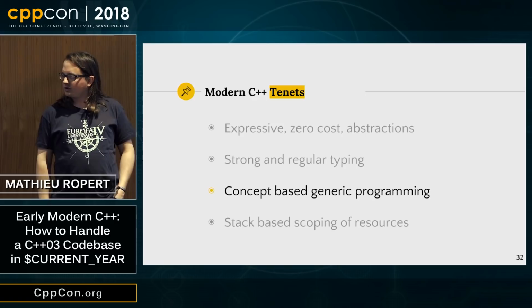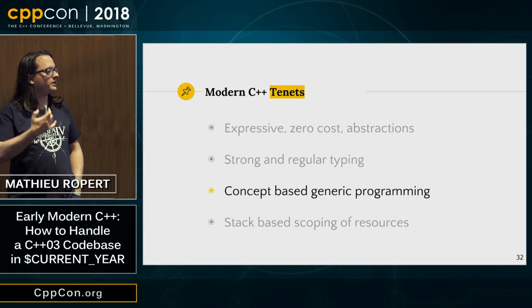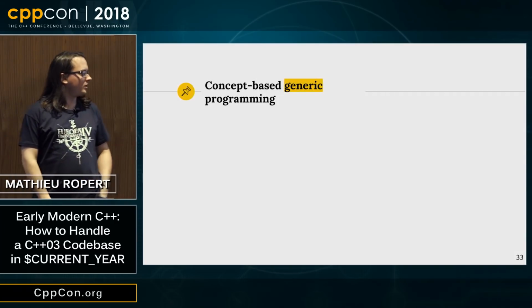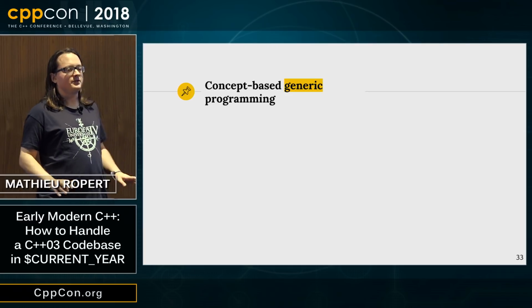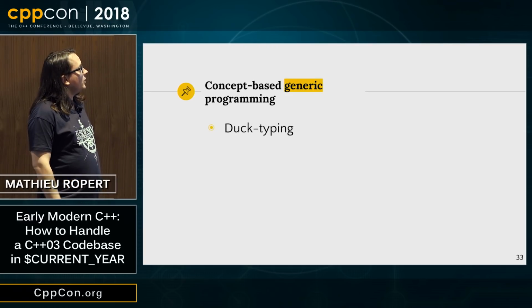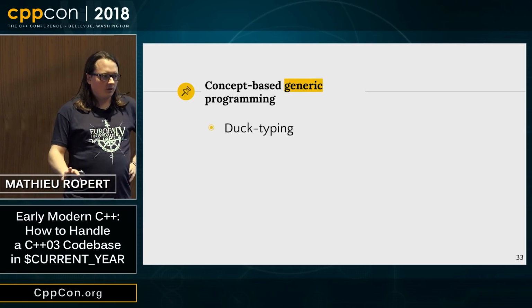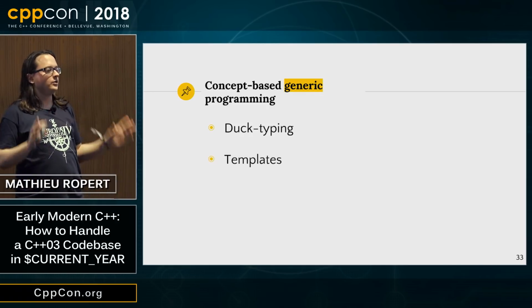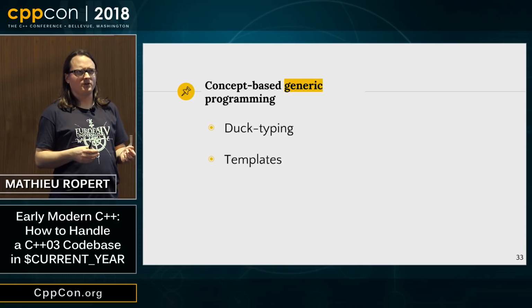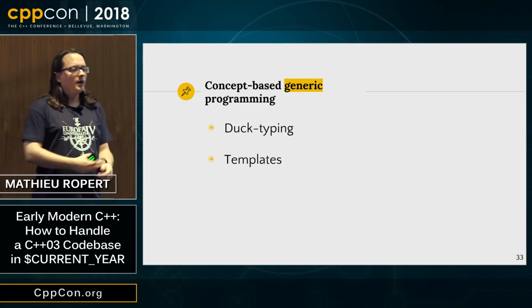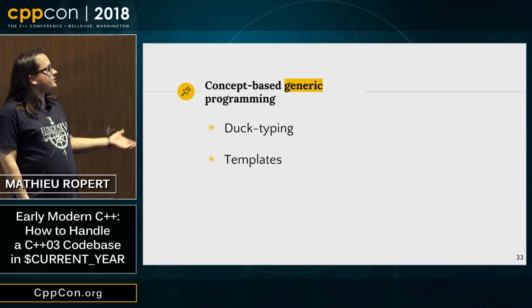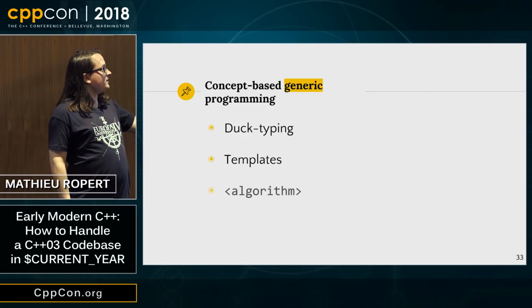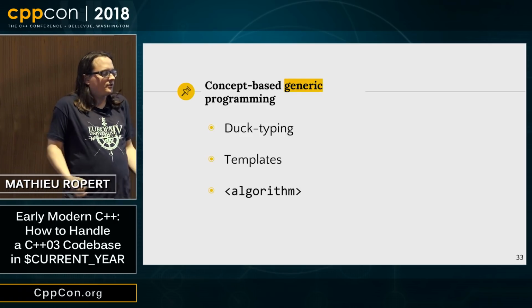The third tenet is what we call concept-based generic programming. Here we delve into the meat of the book, where everything from modern C++ originates, which is basically the idea of duck typing, right? And this is everything that is behind templates. It's like if something looks like a duck, quacks like a duck, and what's the last one? Acts like a duck, it's probably a duck. So that's the idea that basically all the algorithm library is built on.